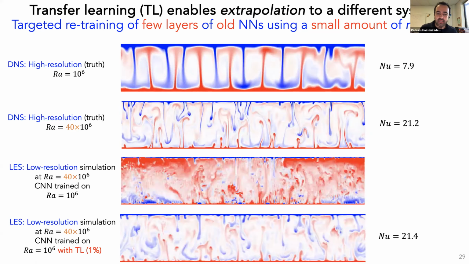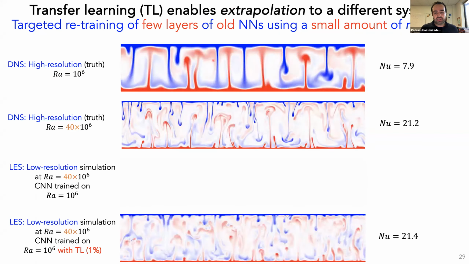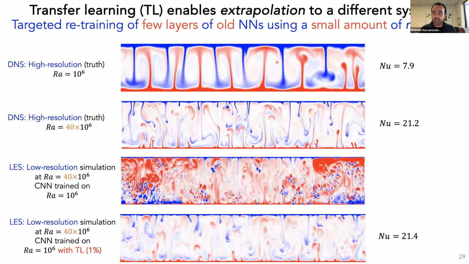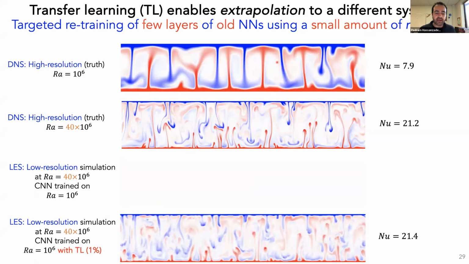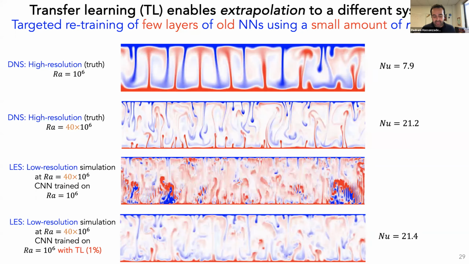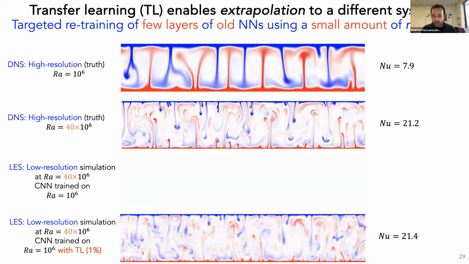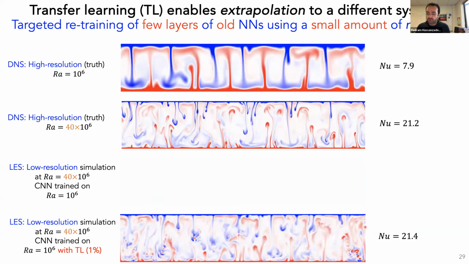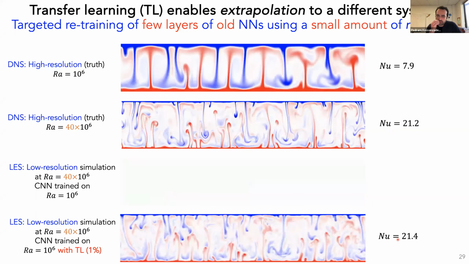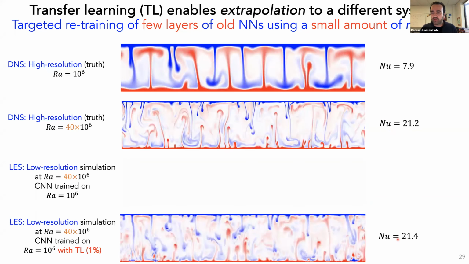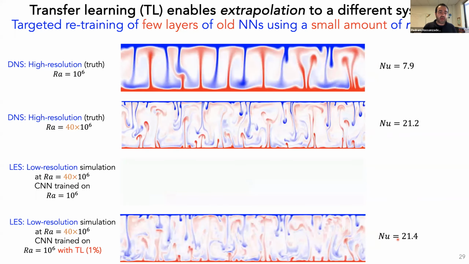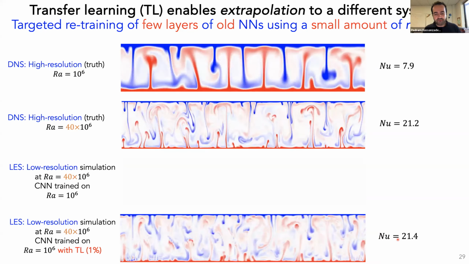So we followed that idea here. We took that CNN that was trained for this first flow, and we retrained only one layer, but the right layer, with 1% data from this new system. And then we got this last simulation, which is stable, and it produces the right statistics. For example, if you care about heat transfer, the Nusselt number has been captured well. So by thinking about physics and by using some other machine learning methods, we can make progress and address some of those questions and challenges that I mentioned before.